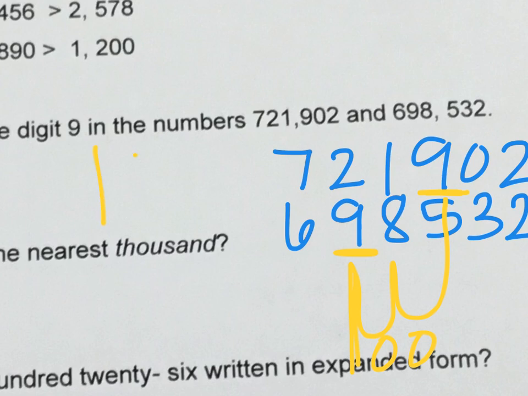So that tells me the 9 in the first one is 100 times smaller than the one in the second. So in this number right here, the 698,000, the 9 is 100 times larger than in this number.